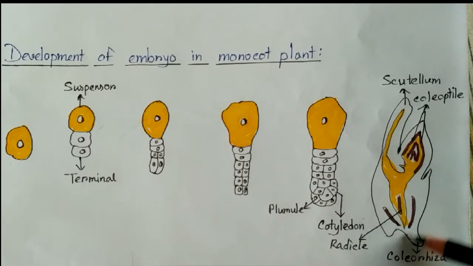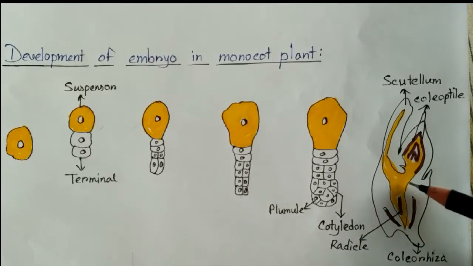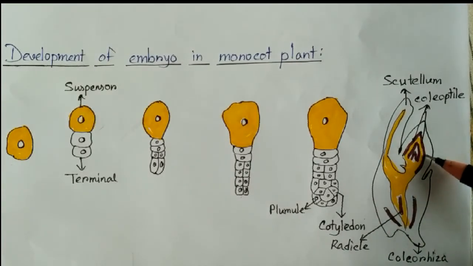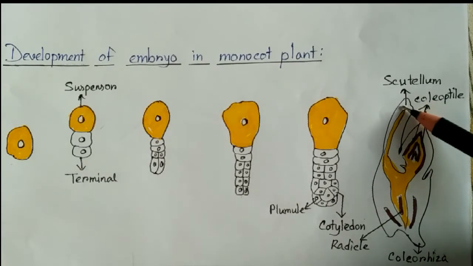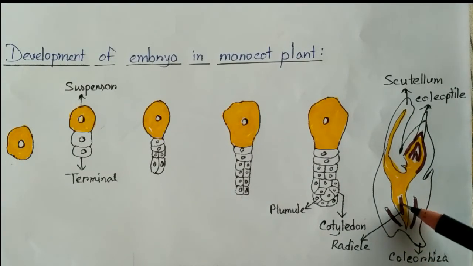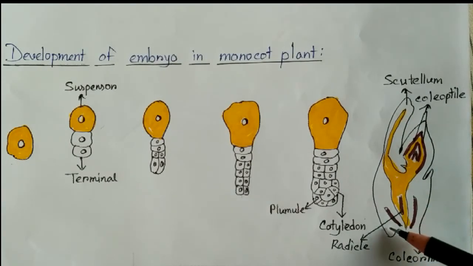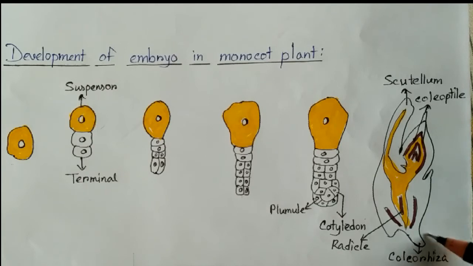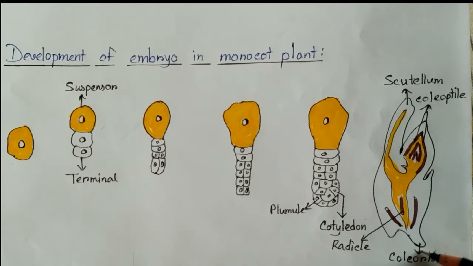After that this structure is formed. Here the brown color is the coleoptile. This portion is the scutellum, the outer surface of the seed. This is the cotyledon, this is the radicle, and this is the coleorhiza, the lower portion of the seed.